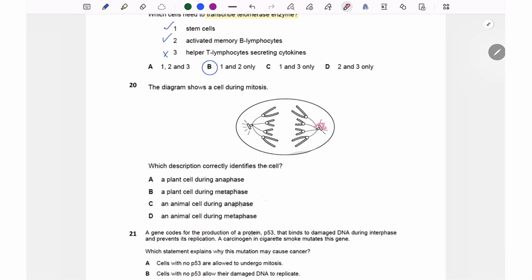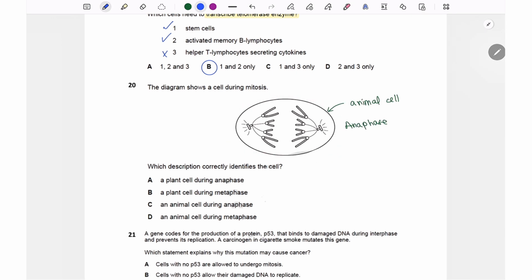Moving on to the next one, we have a diagram of a cell that's showing mitosis. So what stage does it look like? This is anaphase because you see, A for anaphase, A for away, is being pulled away. You can see they're being pulled away to the opposite poles. And they want us to identify whether it's a plant cell or animal cell. It does not have double lines showing that there is a cell wall, so this is an animal cell. That's C.